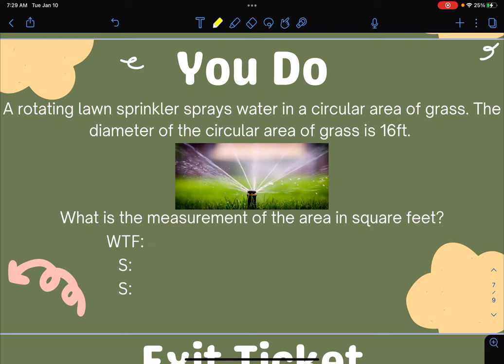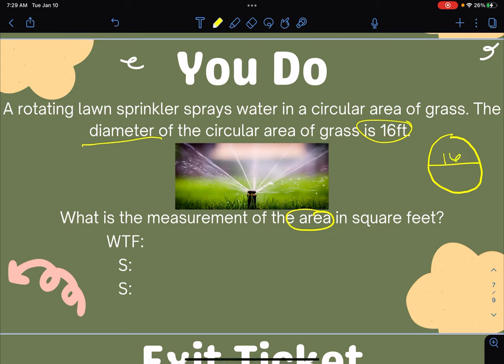All right, so this is your you-do. A rotating lawn sprinkler sprays water in a circular area of grass. The diameter of the circular area of grass is 16 feet. What is the measurement of the area? So looking for area, and it gives us the diameter is 16 feet. So we're going to go ahead and draw our circle, and our diameter is 16.